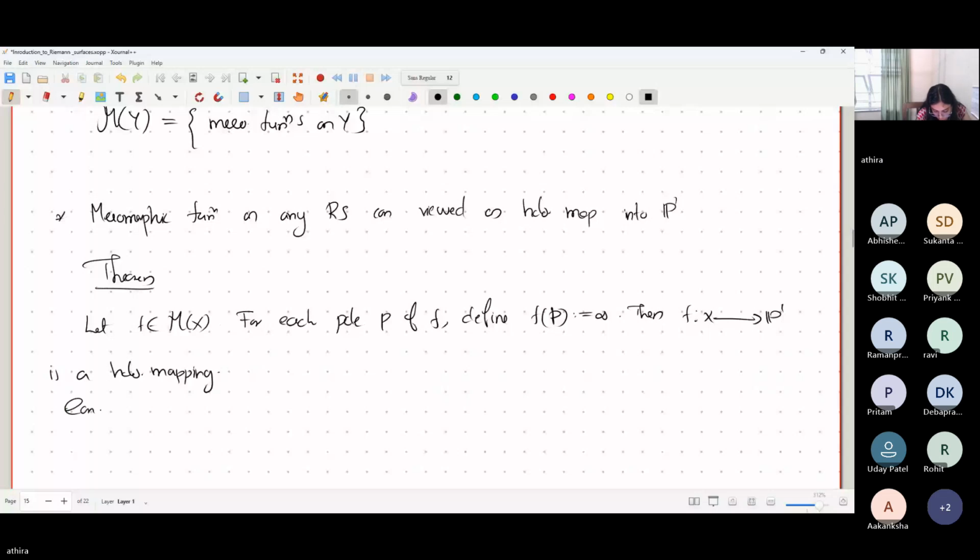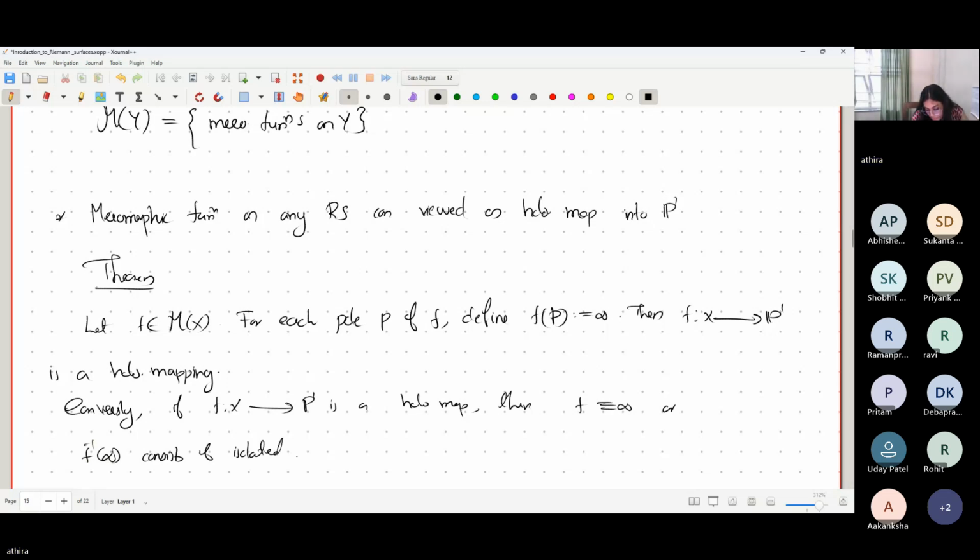Conversely, if f from X to P1 is a holomorphic mapping, then either f is identically equal to infinity or f inverse of infinity consists of isolated points, and f from X minus f inverse of infinity to C is a meromorphic function. One correspondence.